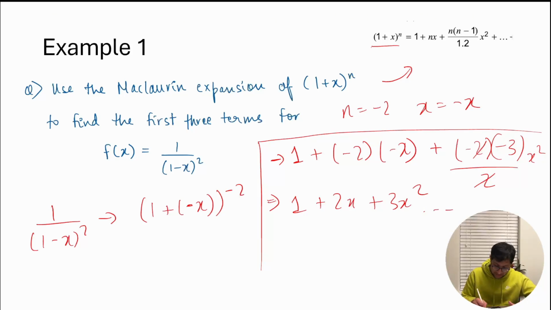Actually, this particular series goes 1 plus 2x plus 3x squared plus 4x cubed plus 5x to the 4, and so on and so forth. As you can see, it's really straightforward. You're given the expansion in the formula booklet, you manipulate the equation somehow, fit it to the equation that's given to you, and work out the solution.